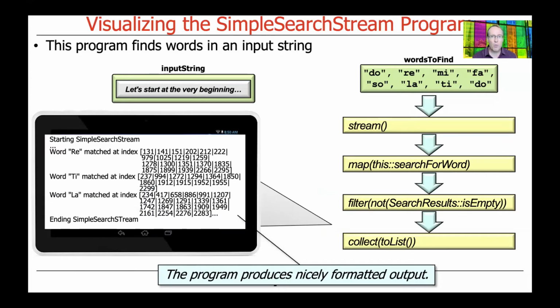The program will print output in a nicely formatted order. Here's a rendition of what this looks like. As you can see here, for every word we search for, it will tell us what index location that word appears in the lyrics to the song. So in the input string, the word re matches at a whole bunch of places. The word ti matches at a whole bunch of places. The word la matches at a whole bunch of places, and so on and so forth for each of the different words.